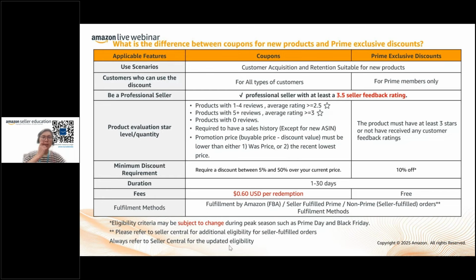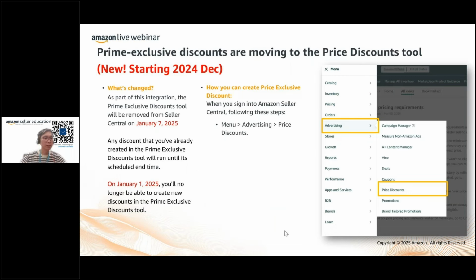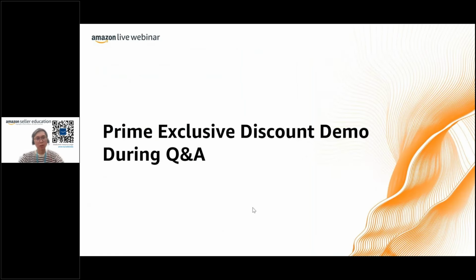Something new: in December 2024, a couple of months ago, you might have realized some changes. The Prime exclusive discount option has now moved into the price discount tool. It's no longer a standalone option as in the past. Starting this year, from the 7th of January, you can only find Prime exclusive discount under the price discount page. I will show you later where to find this, as well as coupon, Prime exclusive discount, and the next one, which is the deals.